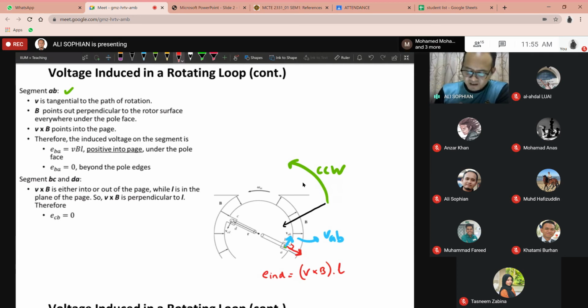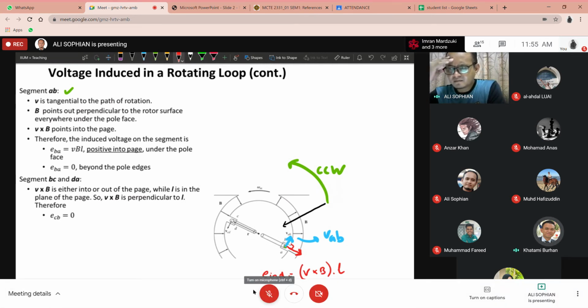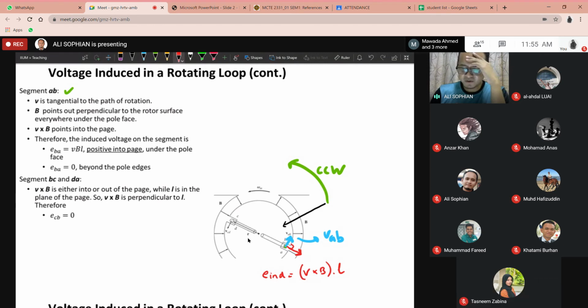Okay, V cross B dot L. What is the angle between V and B in this case? 90 degrees. Yes, correct. It's 90 degrees. They are perpendicular to each other. So V cross B, the angle is 90 degrees. So what is the magnitude of V cross B?